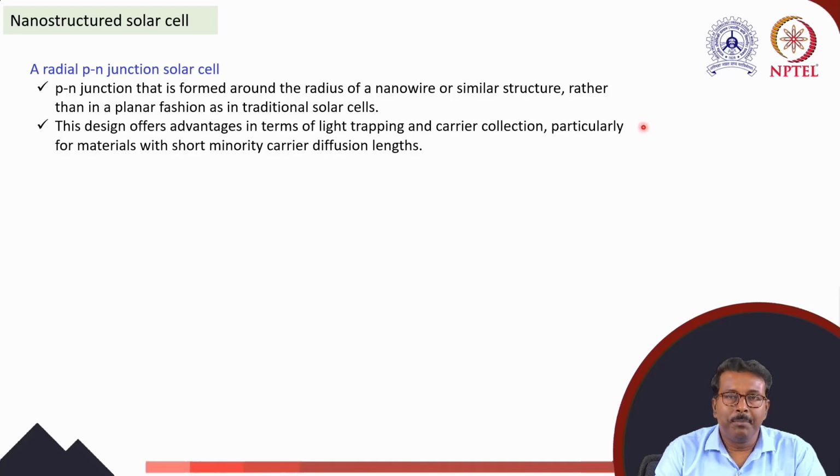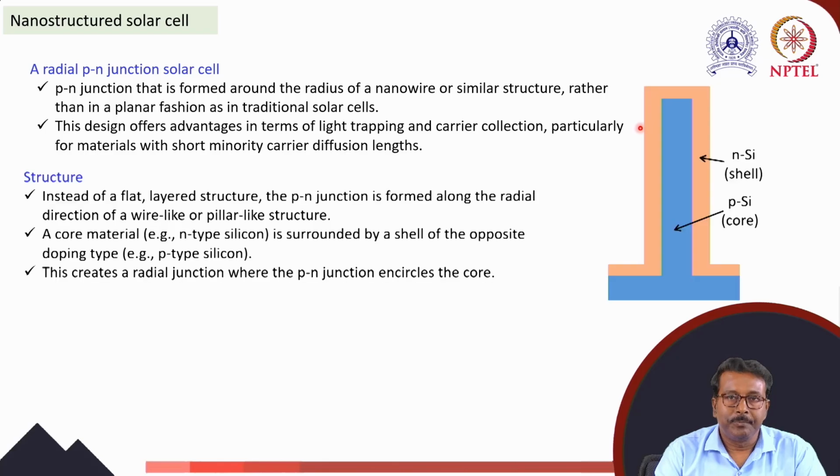So for such types of materials, an alternative junction called the radial p-n junction is important. In this case, the propagation of light and the flow of carriers after photogeneration are in orthogonal directions. But in the planar structure, we have seen the propagation of light, the separation of carriers and the carrier flow are in the same direction. So what is the advantage of this? Let us see the structure first.